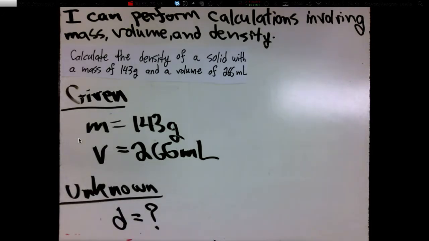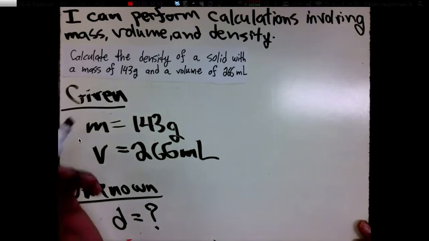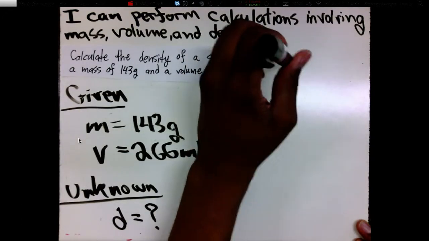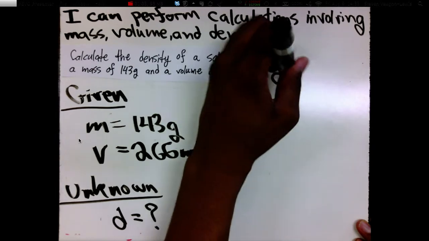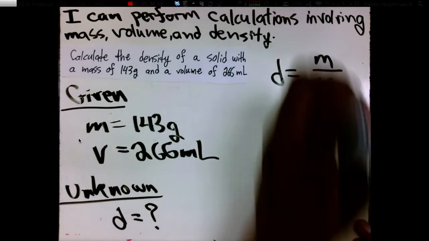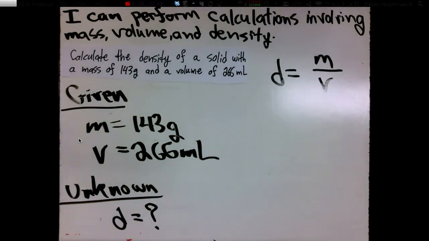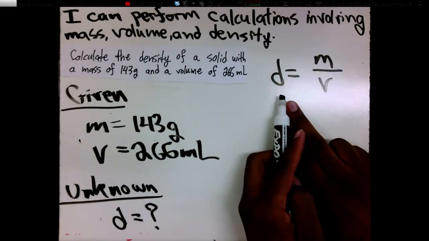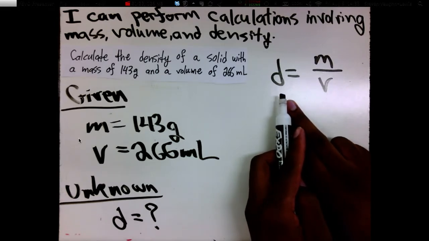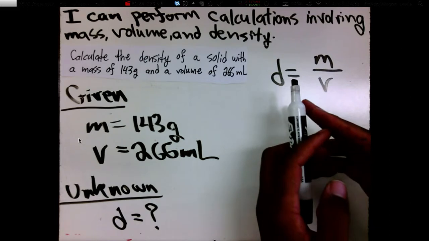Here's where we solve that problem. First, we want to write out our equation. We know that density equals mass divided by volume. Density is mass divided by volume. And we want to solve for density. So we want to make sure that density, the D, is on one side of the equal sign. And the D is on the left side of the equal sign, so we can begin to work with this.